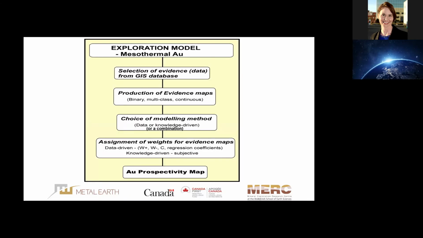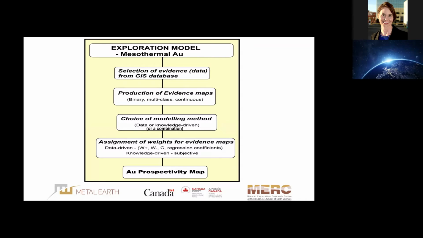Here's just a schematic or flow chart of our modeling process. We start with an exploration model, so mesothermal, orogenic gold, VMS, whatever. And from that, we establish vectors to mineralization. And we've heard a lot about that in the last 4 days or so. That allows us to select evidence or predictor maps from our GIS database that we can use for modeling. And these can be in binary form, multi-class, or continuous surface maps.